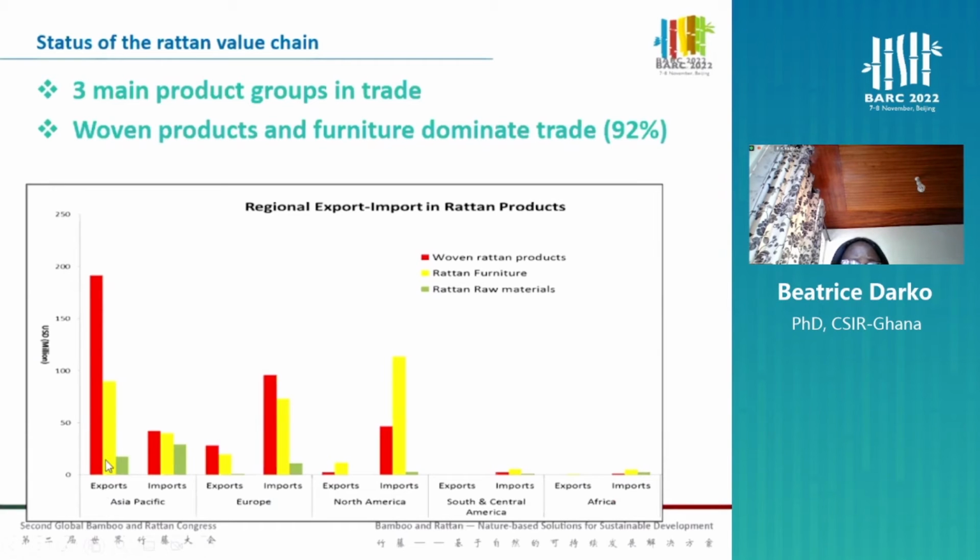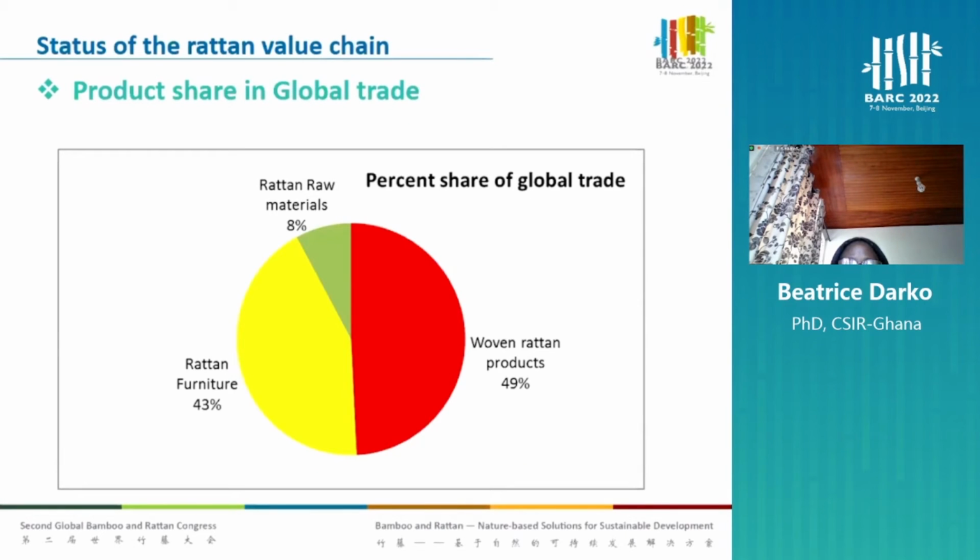Asia Pacific tops the export. Europe tops the import. North America tops the import. And we have Africa and Central and South America import less. And you can see that the exports are nearly zero, which means South and Central America and Africa are less participants on the rattan global market. So by product share, we see that woven products contribute about a share of about 49% on the world trade, while furniture is about 43% and raw materials is only 8%.